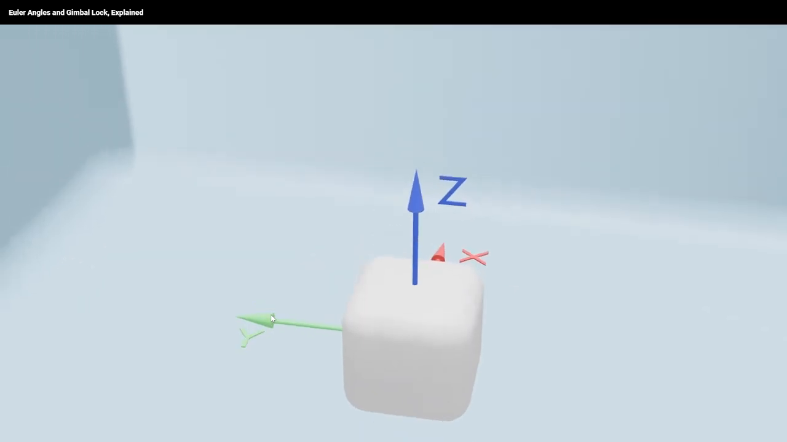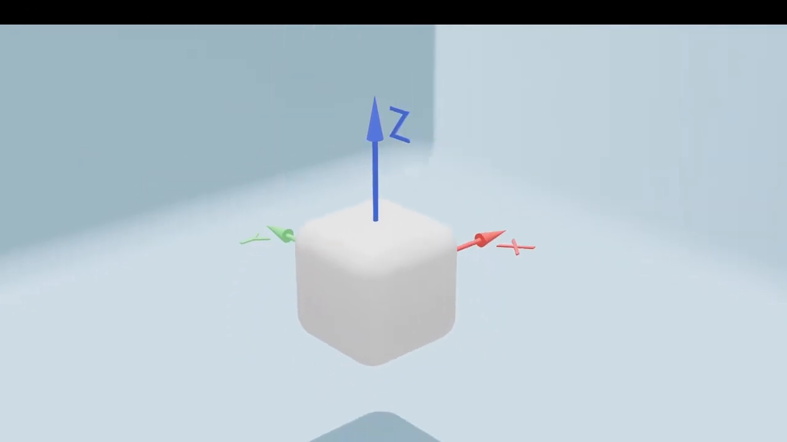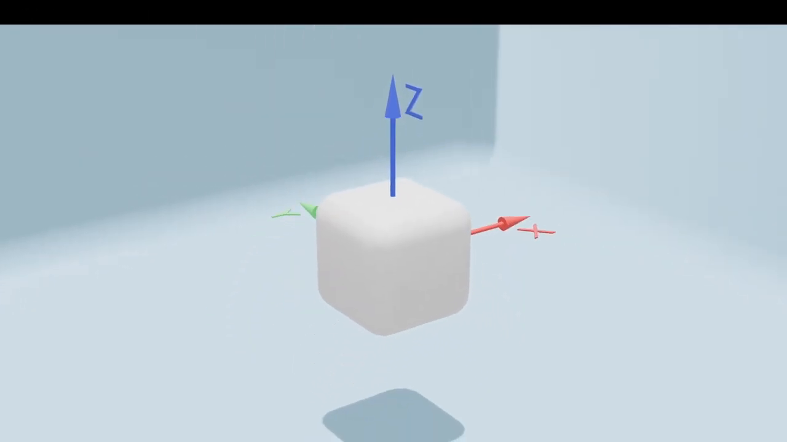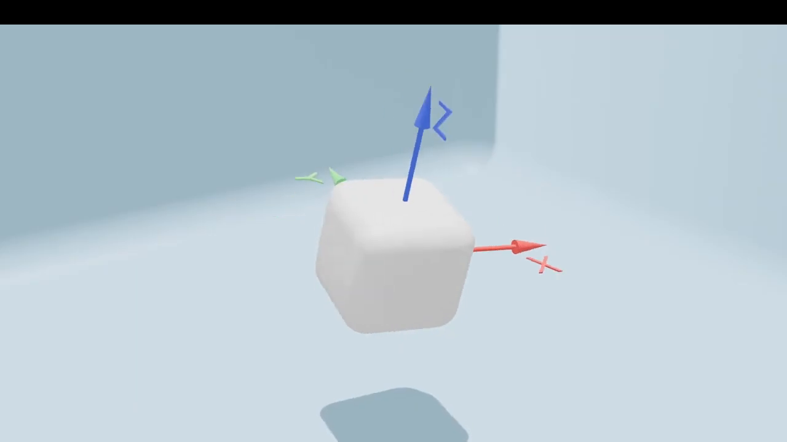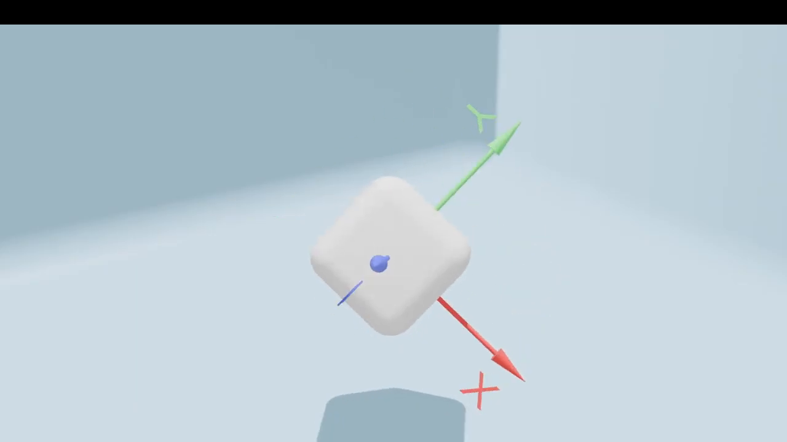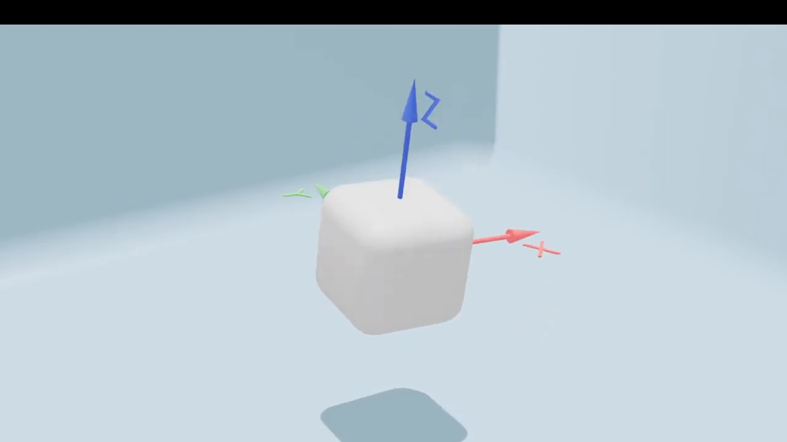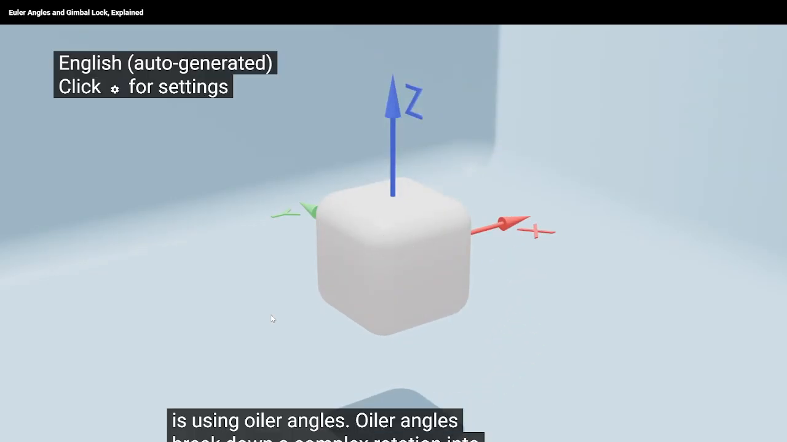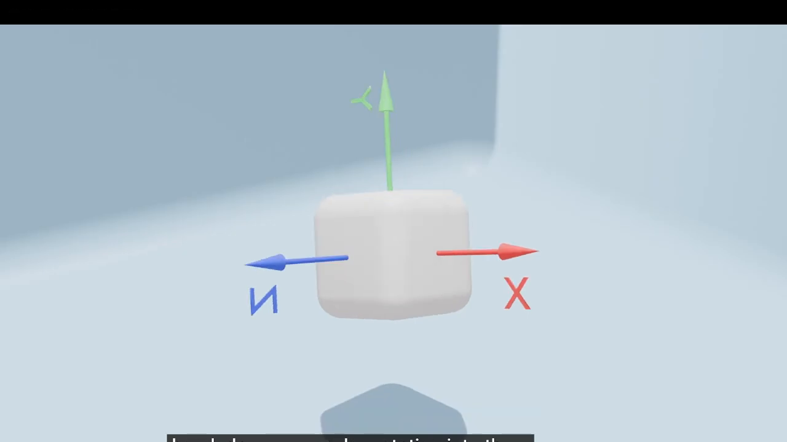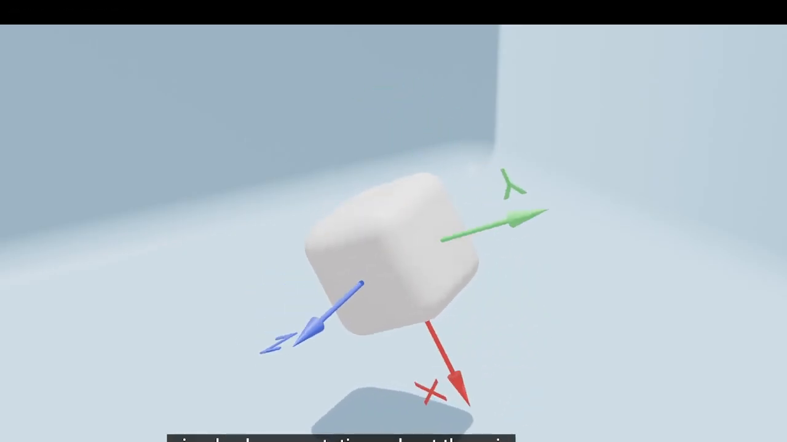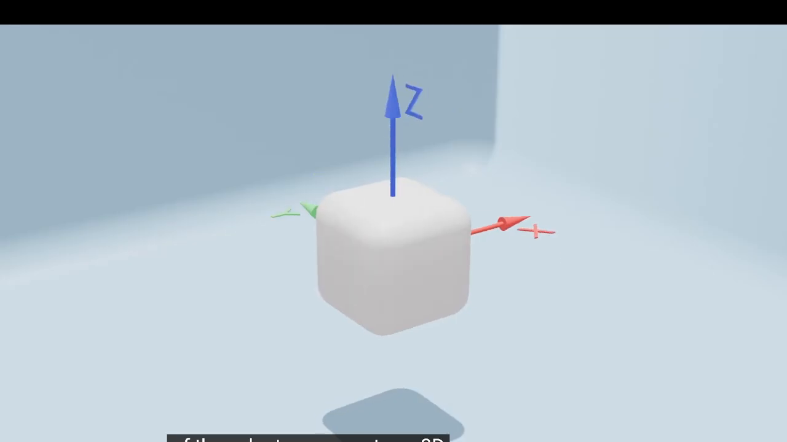Ever wondered how we describe the orientation of an object in 3D space? How would we define the rotation of this cube from here to here? One common way is using Euler angles. Euler angles break down a complex rotation into 3 simple chained rotations about the axis of the cube to represent any 3D orientation. Let's look at this cube.